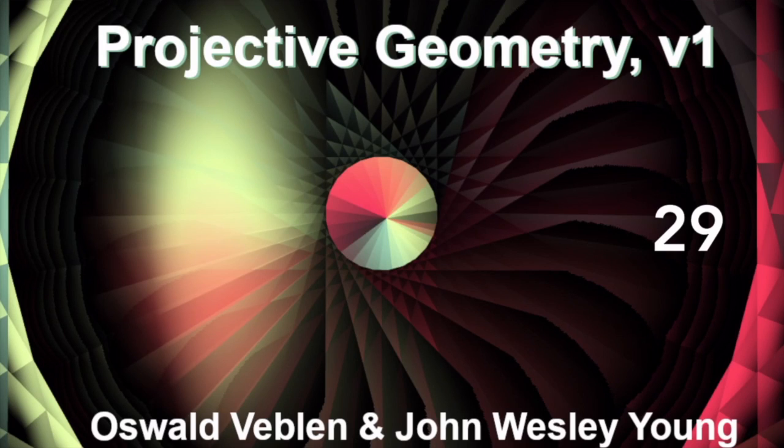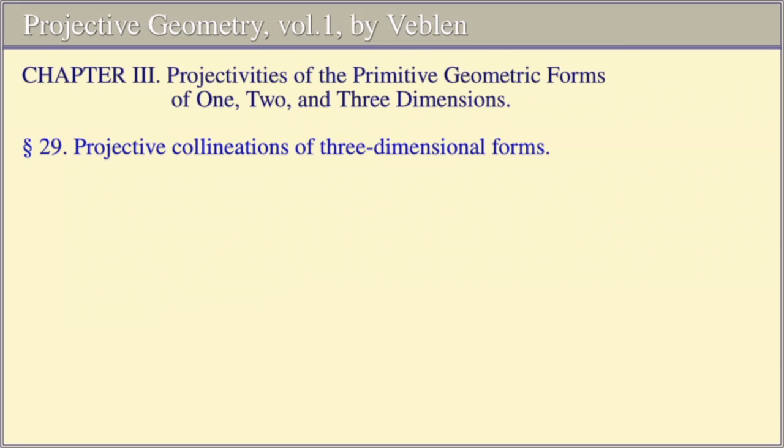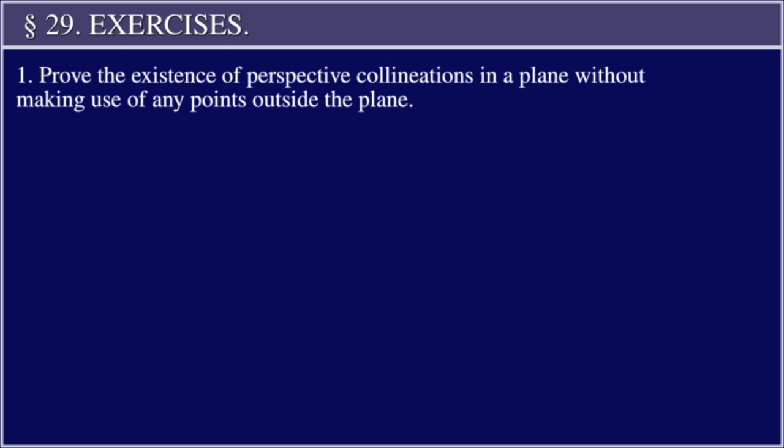Projective Geometry, Volume 1, by Oswald Veblen and John Wesley Young. Chapter 3, Projectivities of the Primitive Geometric Forms of 1, 2, and 3 Dimensions. Section 29, Projective Collineations of 3-Dimensional Forms.